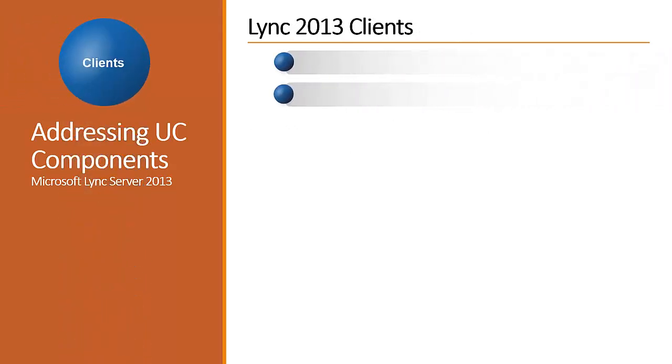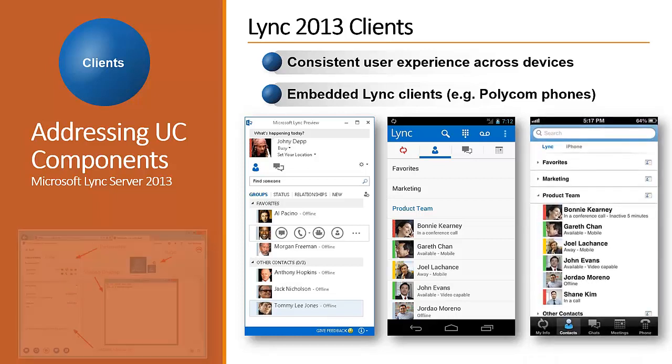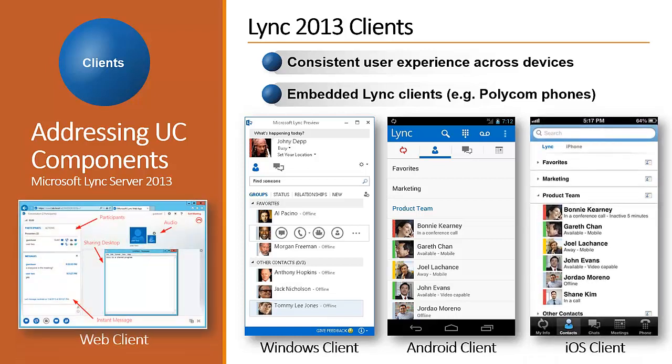So next we talked about clients. As we discussed before, consistent user experience across devices and platforms is critical. The look and feel across the Windows, the Android, and the iOS clients is all the same. You can see here the web client, this is for folks that don't necessarily have a Lync client. People that are going to call into a meeting are going to get this client here, and it's going to give them the same experience as if they actually had the Lync client installed.